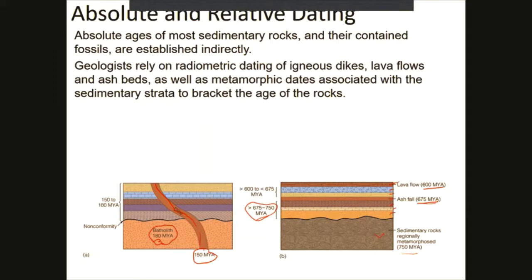But these sedimentary rocks must be younger than the 675 million year old ashfall, but older than the 600 million year old lava flow due to superposition, which puts them between 600 and 675 million years old. So we can use relative dating along with known points in time from the absolute dating of igneous rock to come to some conclusion about the absolute age of sedimentary rock.